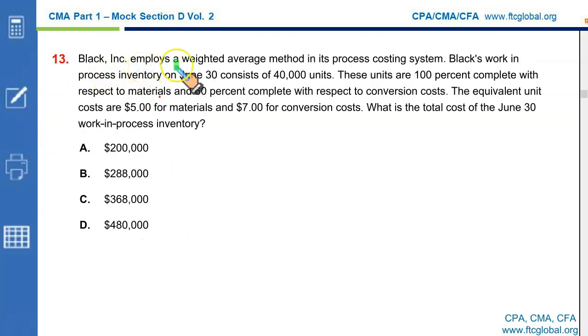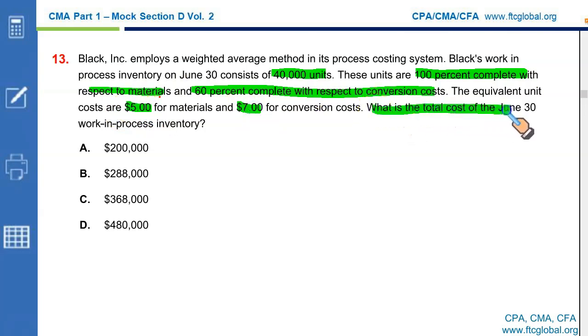Black Incorporated employs a weighted average method in its process costing system. Black's work in process inventory on June 30th consisted of 40,000 units. These units were 100% complete with respect to materials and 60% complete with respect to conversion cost. The equivalent unit costs are $5 for materials, $7 for conversion cost. What is the total cost of the June 30th work in process?